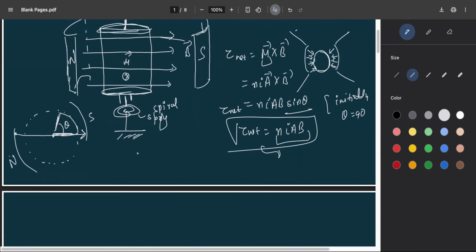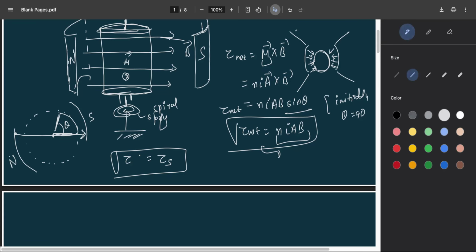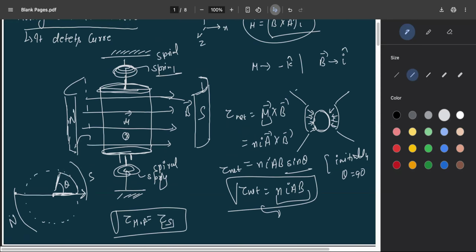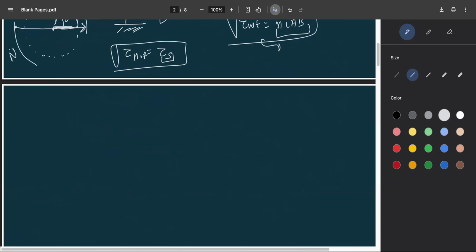Can I say this torque T net is equal to the torsional constant torque, T spring? You can say this torque is coming due to the magnetic field and this torque is coming due to the torsional constant. Is that clear, Kirtana? Let me know if you are clear with this or not. Yes, sir. Clear, right? Okay.